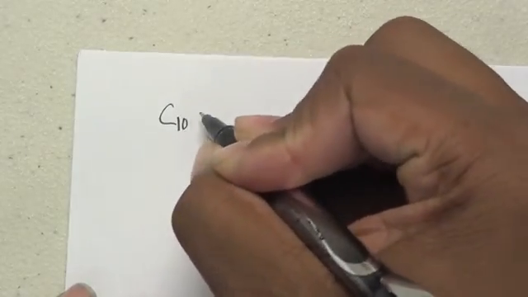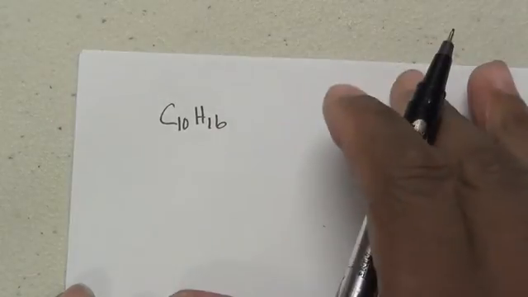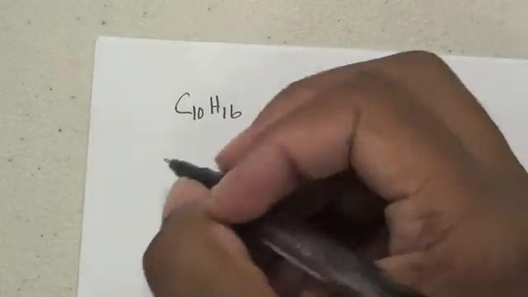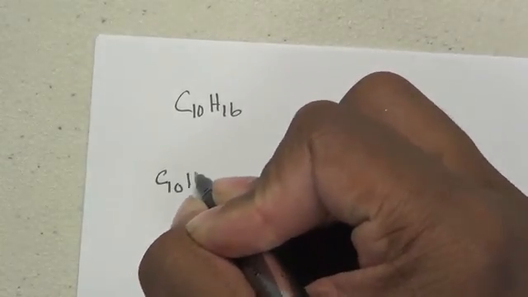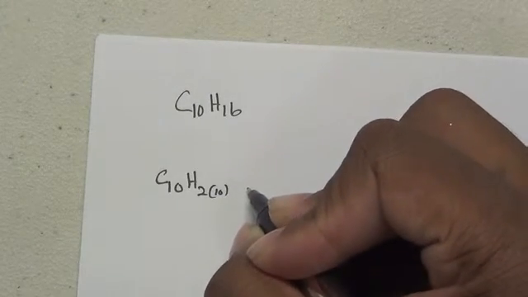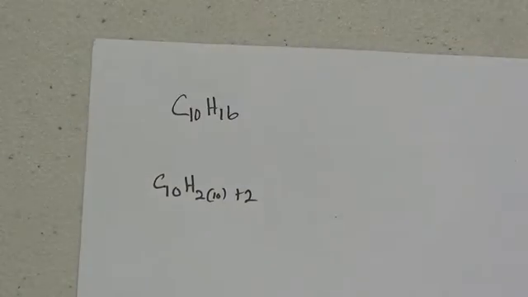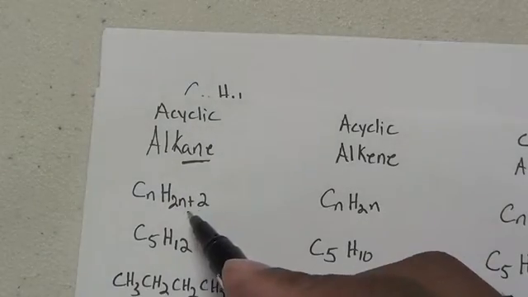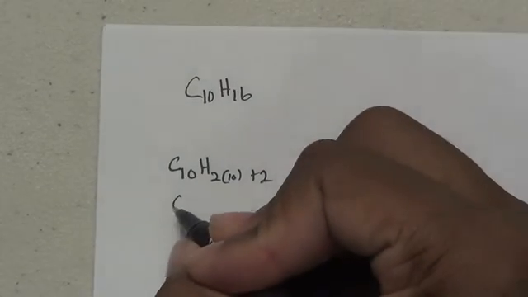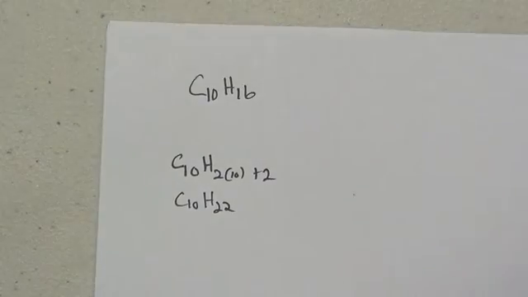C10H16. Okay, so I need to compare it to these formulas. First, I always go back to my acyclic alkane formula to see if there are any degrees of unsaturation. So for the alkane it would be C10, H 2 times 10 plus 2, right? There it is, right there. So now we have C10H22, right? All right.